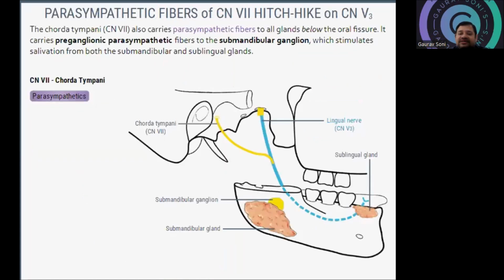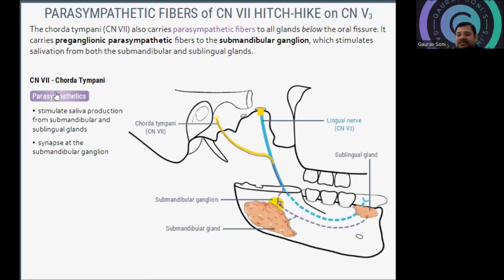Now talking about the parasympathetic fibers, that is the hitchhiking which I have told you. The chorda tympani also carries the parasympathetic fibers to all the glands below the oral fissure. It carries preganglionic parasympathetic fibers to the submandibular ganglion, which stimulates salivation from both the submandibular as well as the sublingual glands. This is the chorda tympani via the lingual nerve, which is hitchhiking on this particular nerve, and it supplies both the submandibular, as you can see here, and the sublingual gland via the submandibular ganglion. You can see the parasympathetic. This is how it is going to work.